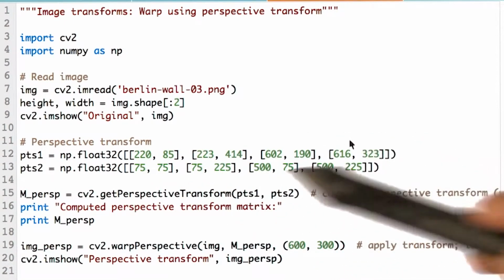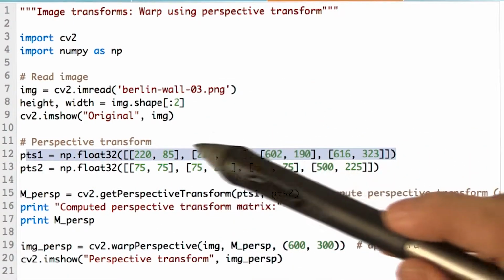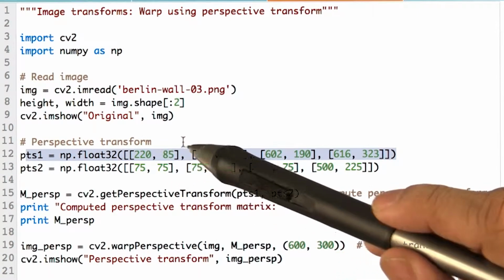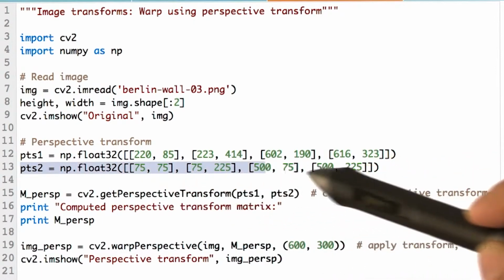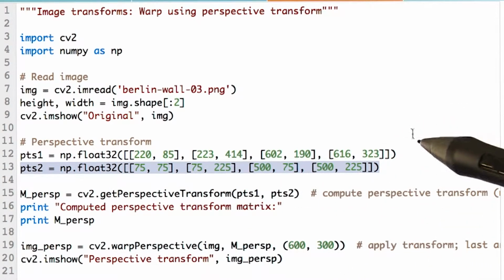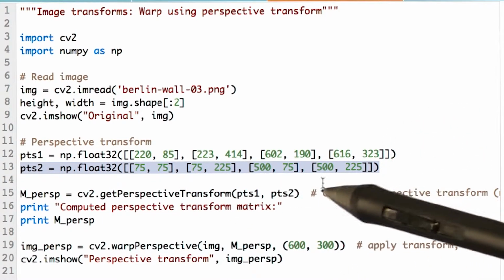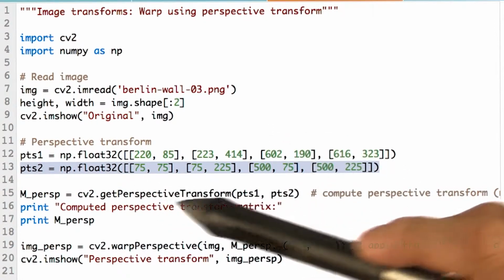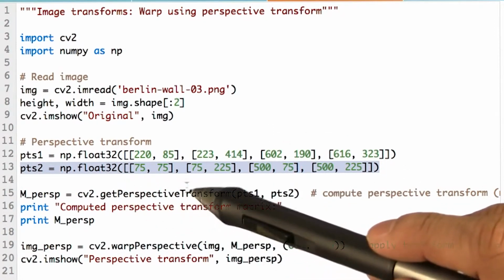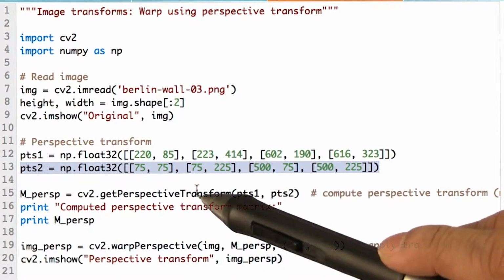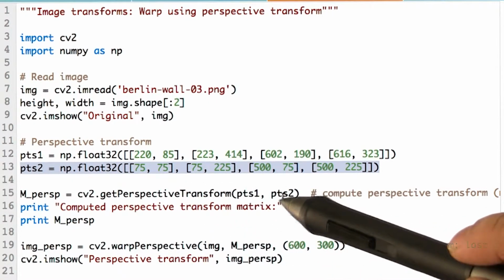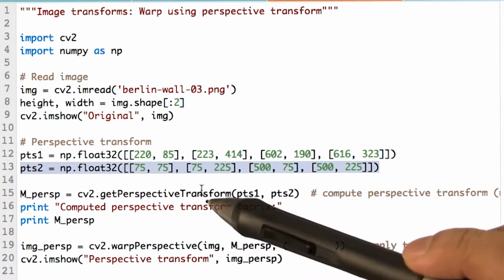So for example, in the first image, I'm going to find 4 different points. I'm basically giving you those coordinates here. And for the second image, I found 4 other points. And we need those for perspective transformation. Using these 2 sets of points, point 1 and point 2 in this code, I'm going to compute the transformation matrix that actually uses these 4 points to compute the perspective transformation.